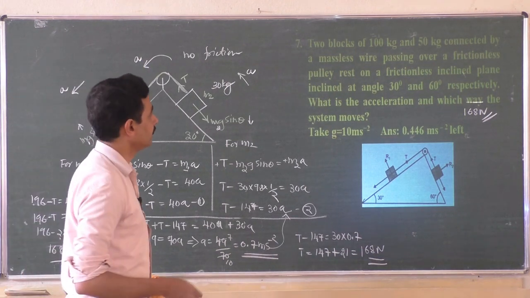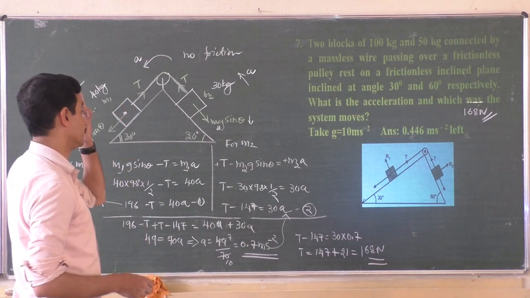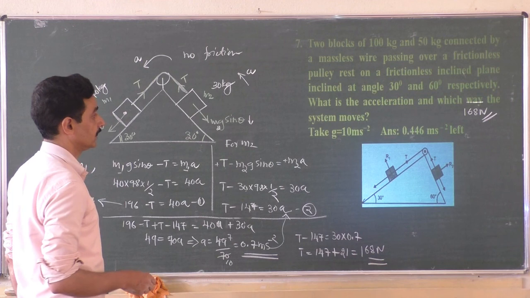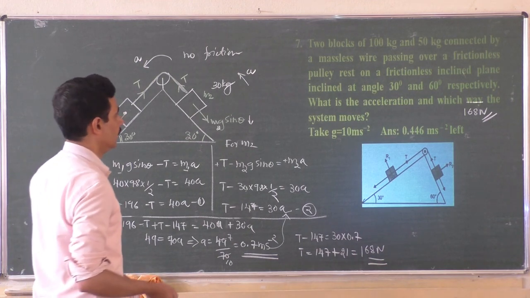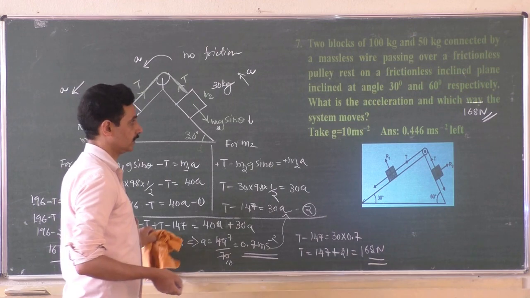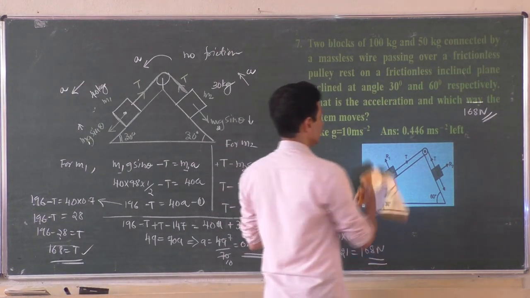Okay, we will move on to the next one. Problem 7: two blocks of mass 10 kg and 50 kg connected by a massless wire passing over a frictionless pulley rest on a frictionless inclined plane inclined at 30 degree and 60 degree respectively. What is the acceleration and in which way does the system move?